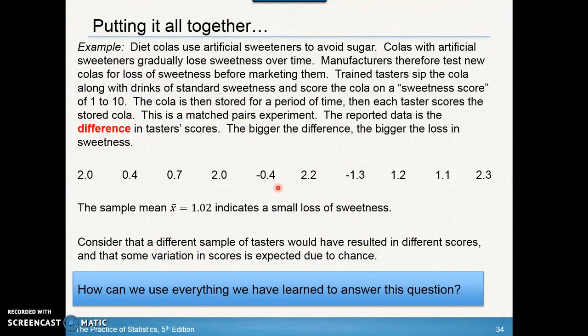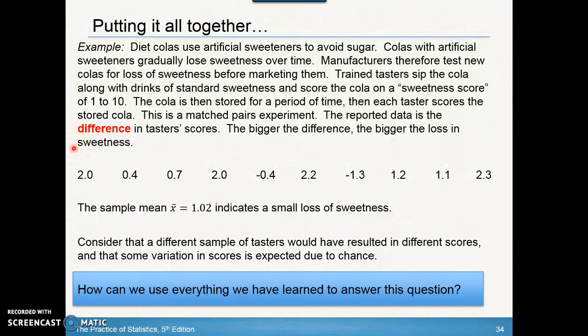All right, so let's just take a look at this example. What I would like everybody to do is just take a minute and read it. We're going to put it all together and we are going to answer this question: how can we use everything we have learned to answer the question of, consider that a different sample of tasters would have resulted in different scores and that some of the variation is expected due to chance. Actually, I lied. I'm going to go through this one because this is a new example.